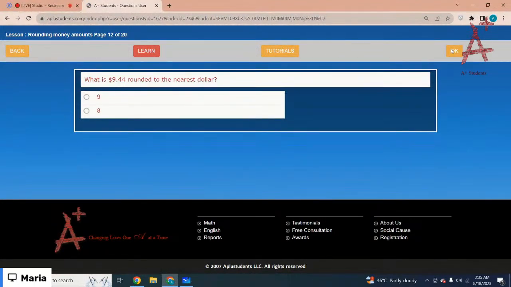Okay, what is 9.44 rounded to the nearest dollar? So which is the correct option? How do you round off 9.44?